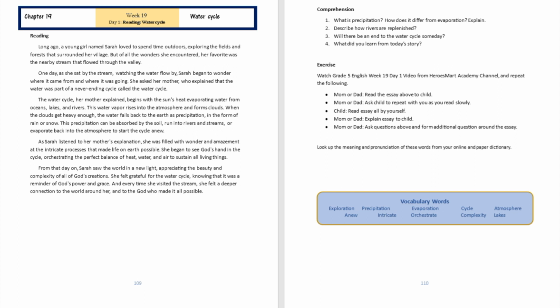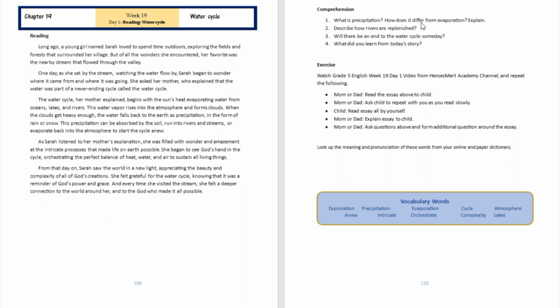The water cycle, her mother explained, begins with the sun's heat evaporating water from oceans, lakes, and rivers. This water vapor rises into the atmosphere and forms clouds. When the clouds get heavy enough, the water falls back to the earth as precipitation, in the form of rain or snow. This precipitation can be absorbed by the soil, run into rivers and streams, or evaporate back into the atmosphere to start the cycle anew.